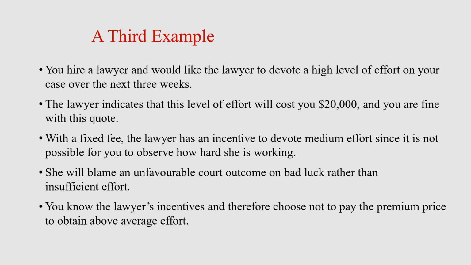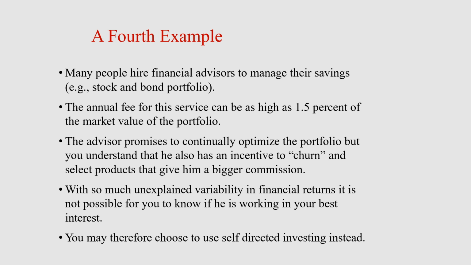A third example. You hire a lawyer and would like the lawyer to devote a high level of effort on your case over the next 3 weeks. The lawyer indicates that this level of effort will cost you $20,000 and you're fine with the quote. With a fixed fee, the lawyer has an incentive to devote medium effort since it is not possible for you to observe how hard she's working on your behalf. She'll blame an unfavorable court outcome on bad luck rather than insufficient effort. You know the lawyer's incentives and therefore choose not to pay the premium price to obtain the above average effort, unless of course you know the lawyer.